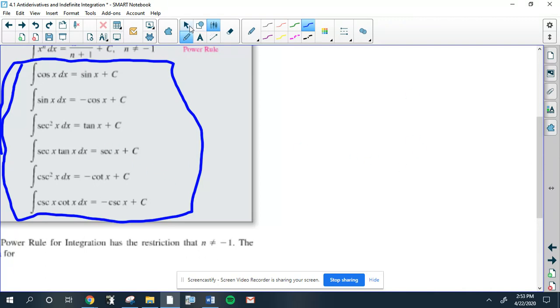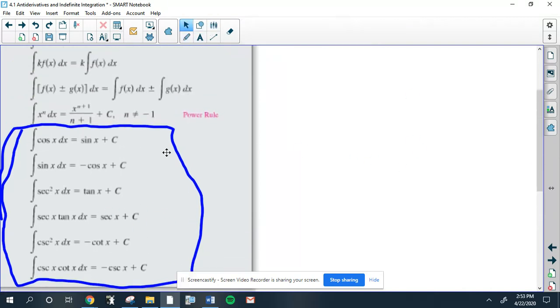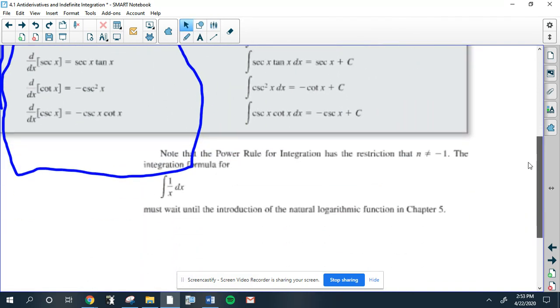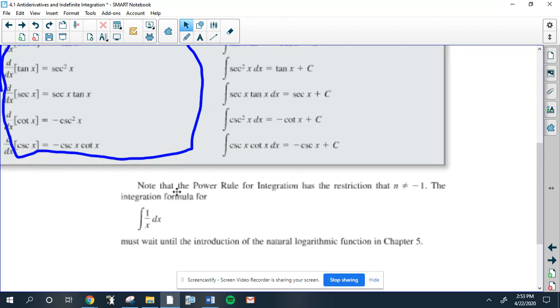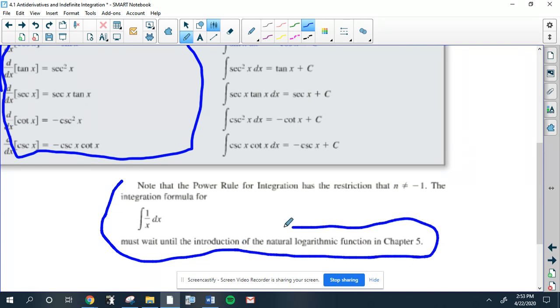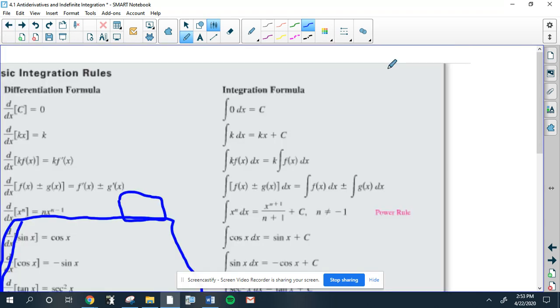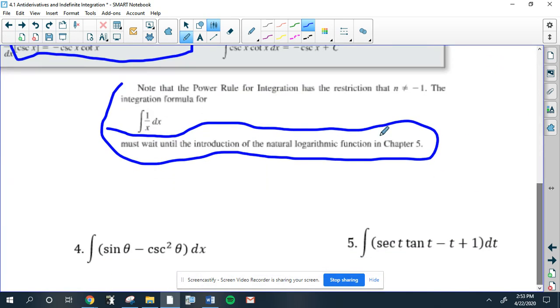Also, one last final warning. See the power rule? It says it works for n not equal to negative 1, which means we just can't integrate x to the negative first. It says here we'll get to that in chapter 5, and we will. So let's do a couple of trig functions.